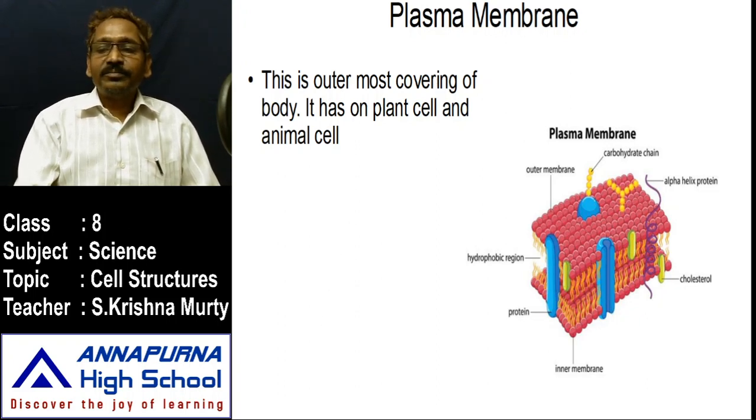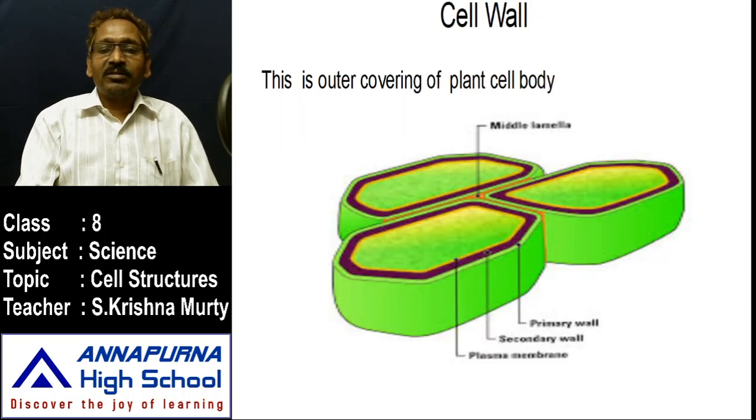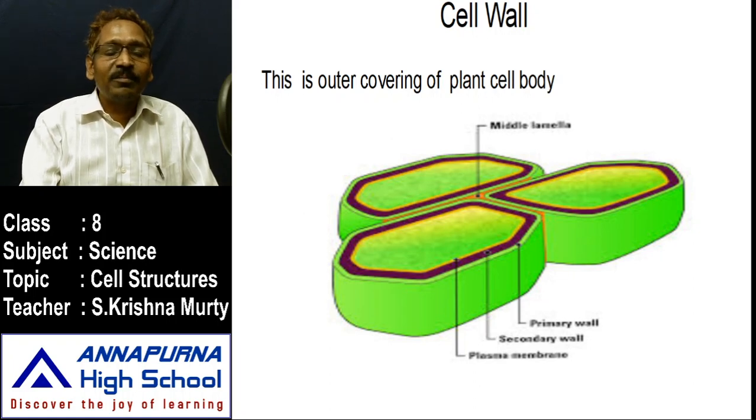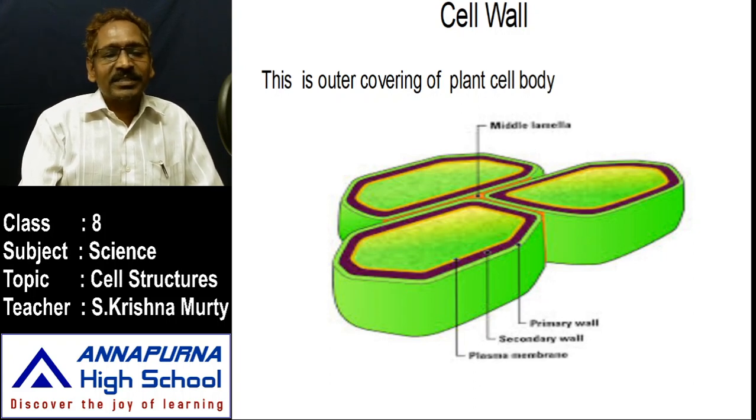Another diagram, look at that another diagram, cell wall. What is this? It is the cell wall. So the cell wall is present only in the plant cell. It is the outermost covering of the body. It protects all internal organs from the external environment. It is rectangular in shape. What is the shape of the cell wall? Rectangular. Where is the cell wall? The cell wall is only present in plant cell.